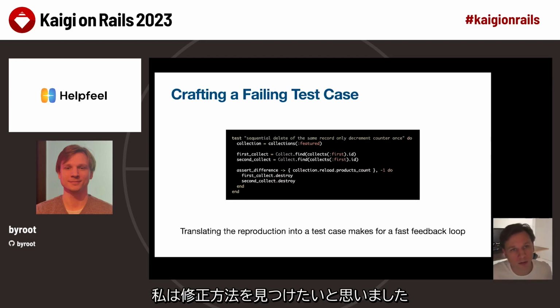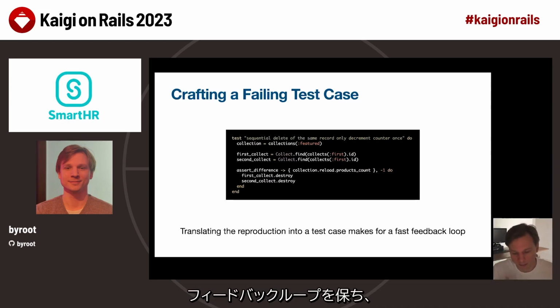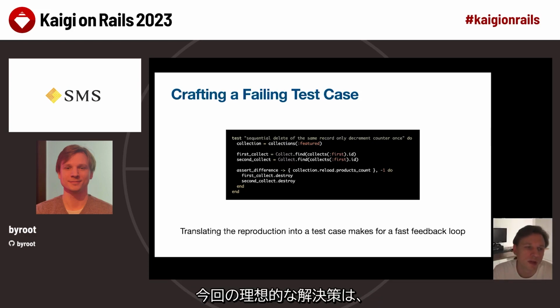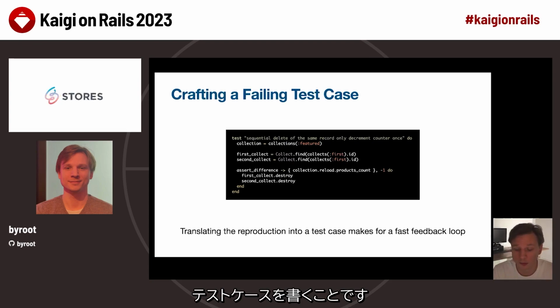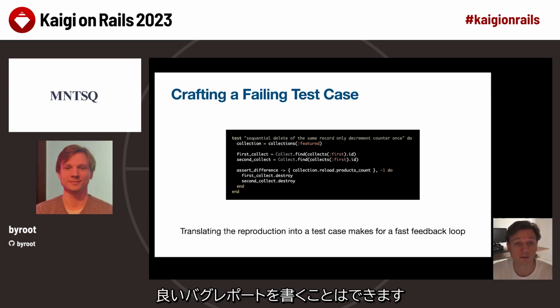I wanted to figure out a fix for it, and the best way to work on a fix is usually to have a good feedback loop, a fast way of reproducing and testing things. So the ideal solution for that is to write a test case, obviously. And worst case, if I couldn't figure out the fix myself, that would make for a very good bug report on Rails.